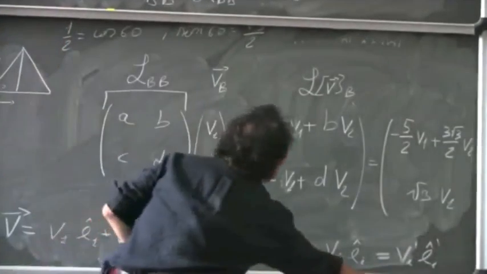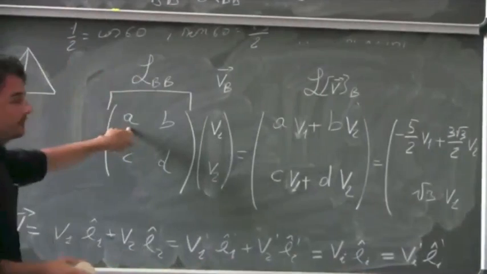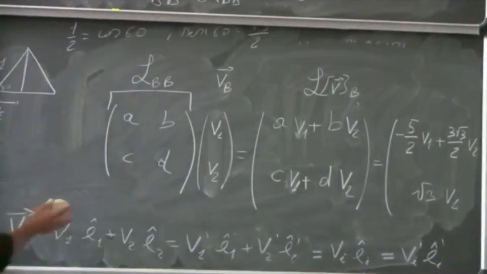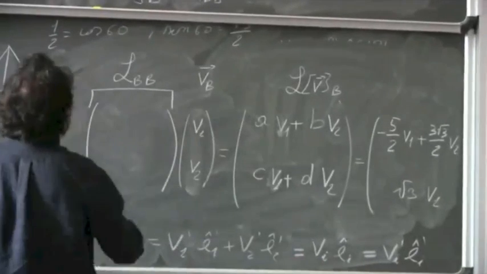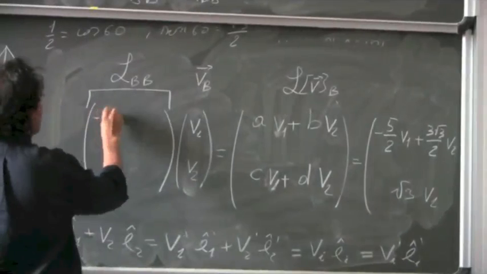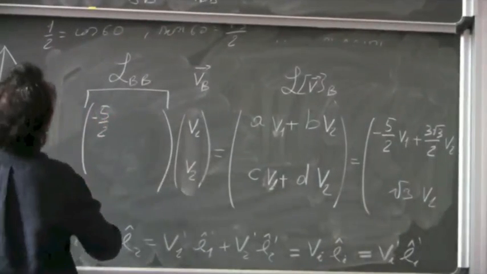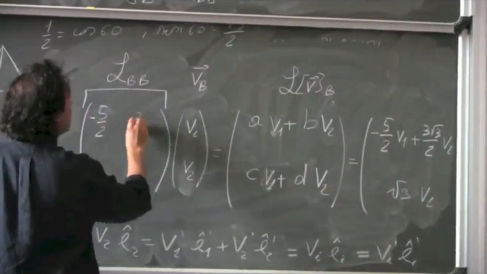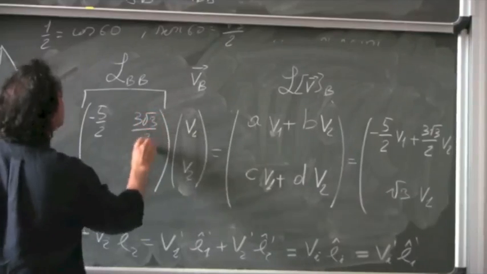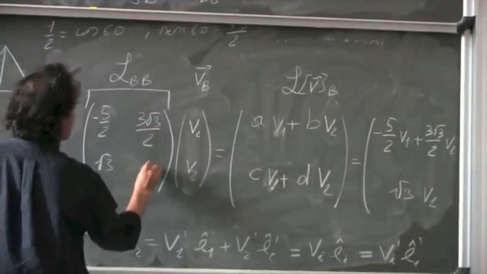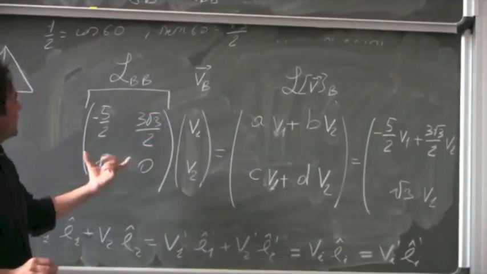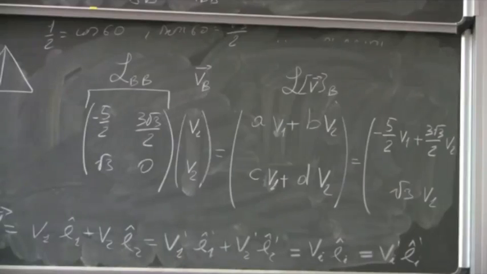That means that this representation is also found. That is what we want at the beginning. So this representation now is very simple because we have A equal to minus 5 over 2, B is 3 square root of 3 over 2, C is square root of 3, and D is equal to 0. So this is the representation of the previous form that I have here. So I have to go.